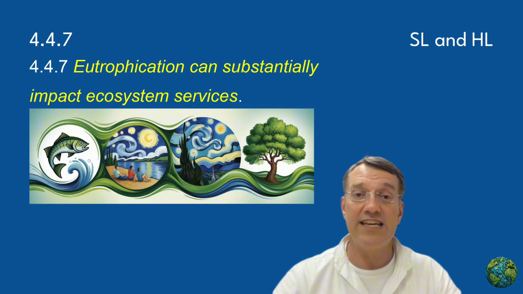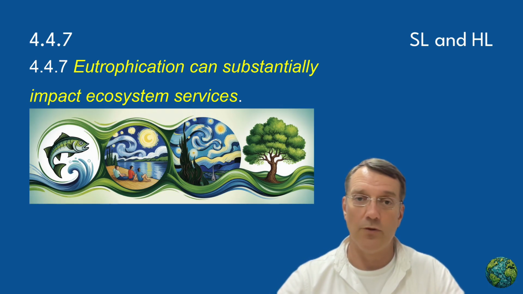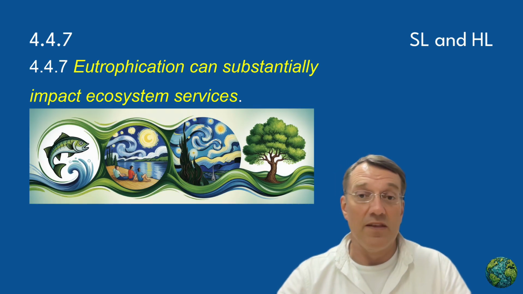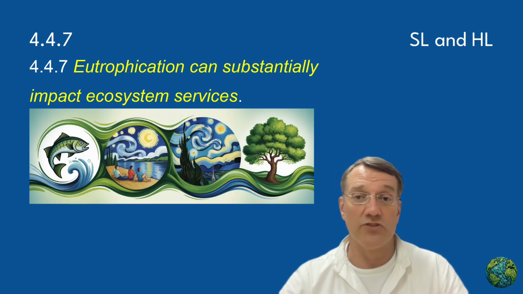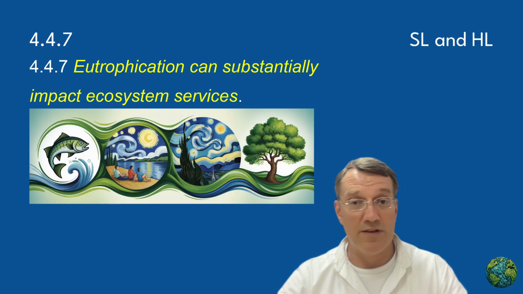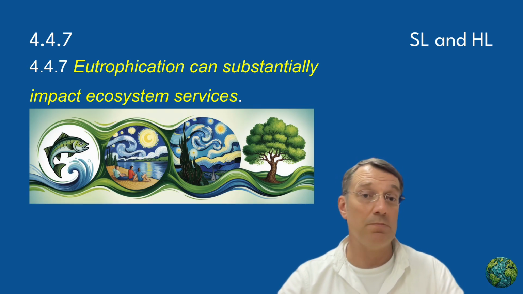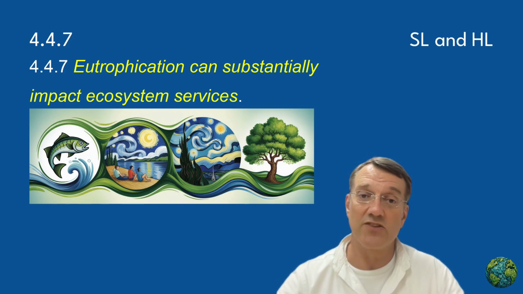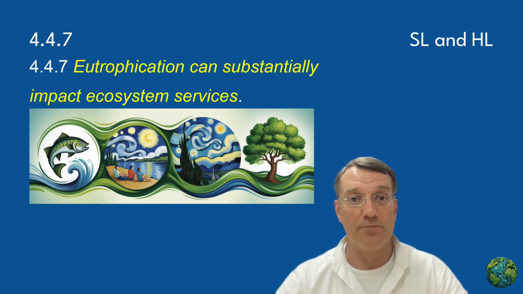Eutrophication can substantially impact ecosystem services. Those are the benefits that humans receive from healthy ecosystems. This illustration shows 4 key services: fishing represented by the fish, recreation shown with people enjoying the water, aesthetics symbolized by starry night beauty, and supporting services like nutrient cycling that are represented by the tree.